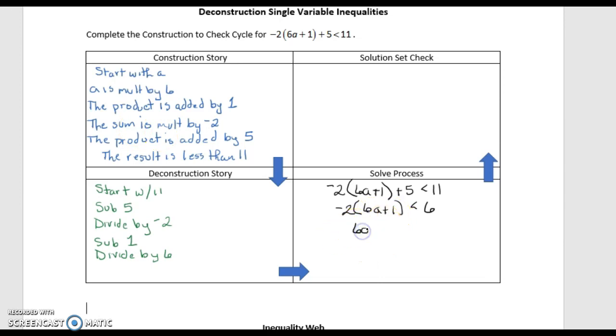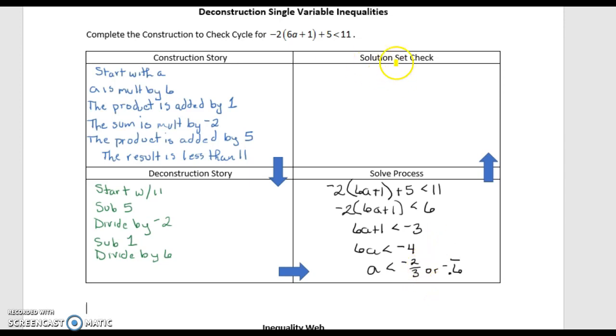So we see that 6a plus 1, the sum, is going to be less than -3. And then it says to subtract 1, and so when I subtract 1, I'm going to end up with a product, and my product is 6a, and that's going to be -4. And then I divide by 6, and that's going to leave us with a. And so when I divide by 6, I get -2/3, or we could say -0.6 repeating, although -0.6 repeating is going to be a little bit harder to check, where if we leave it as a fraction, it's going to be much easier to check.